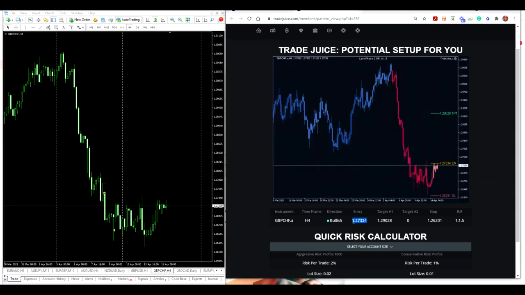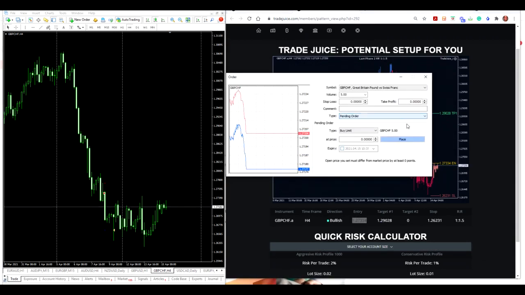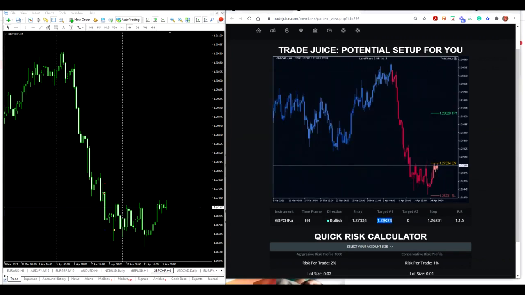So I'm going to enter there and set a pending order. This is bullish, so I'm going to set a buy stop. All is explained in the Traders members area, of course. And I'm going to just also add the target, that price there. And do that now.